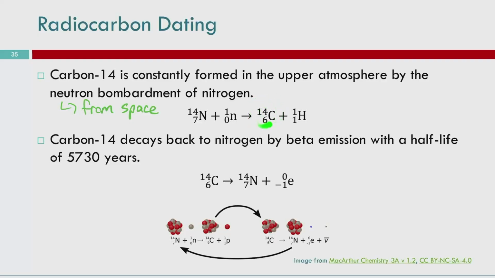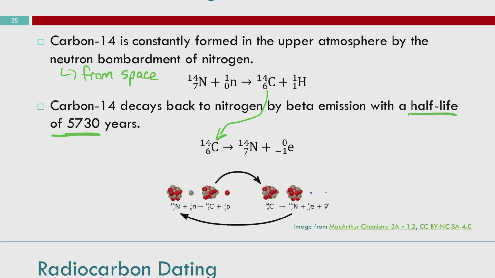And then this carbon-14 is unstable. So it can decay back to nitrogen by releasing an electron, a beta particle. And we know that this has a half-life of 5,730 years. So it's a relatively slow process for our lifetimes, but it's a lot quicker than like 14 billion years.